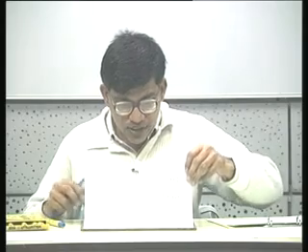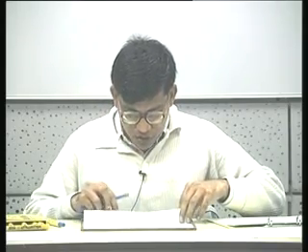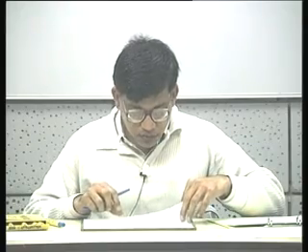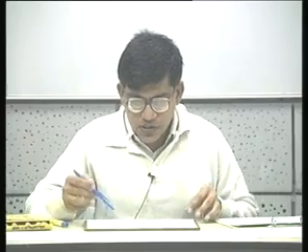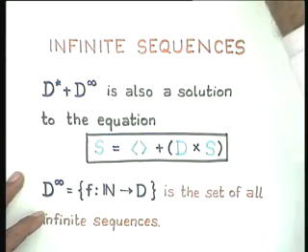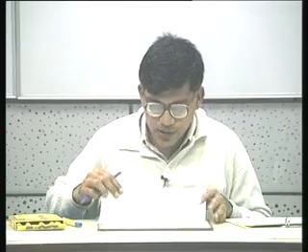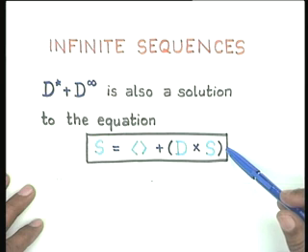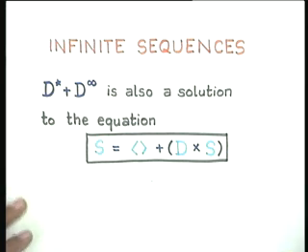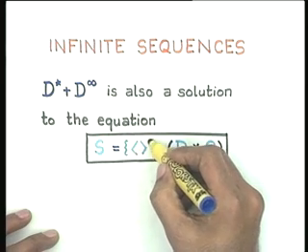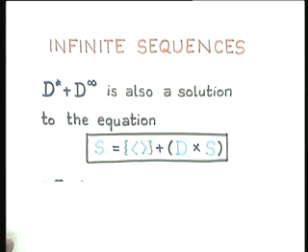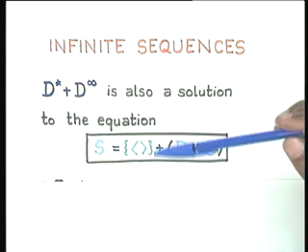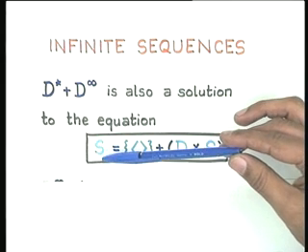And there are other solutions, for example, infinite sequences. If you add infinite sequences also, then you get another solution which might be called the greatest solution. So this equation really has only two solutions, right. There are really no other solutions, and you can loosely look upon this as something like a set definition.